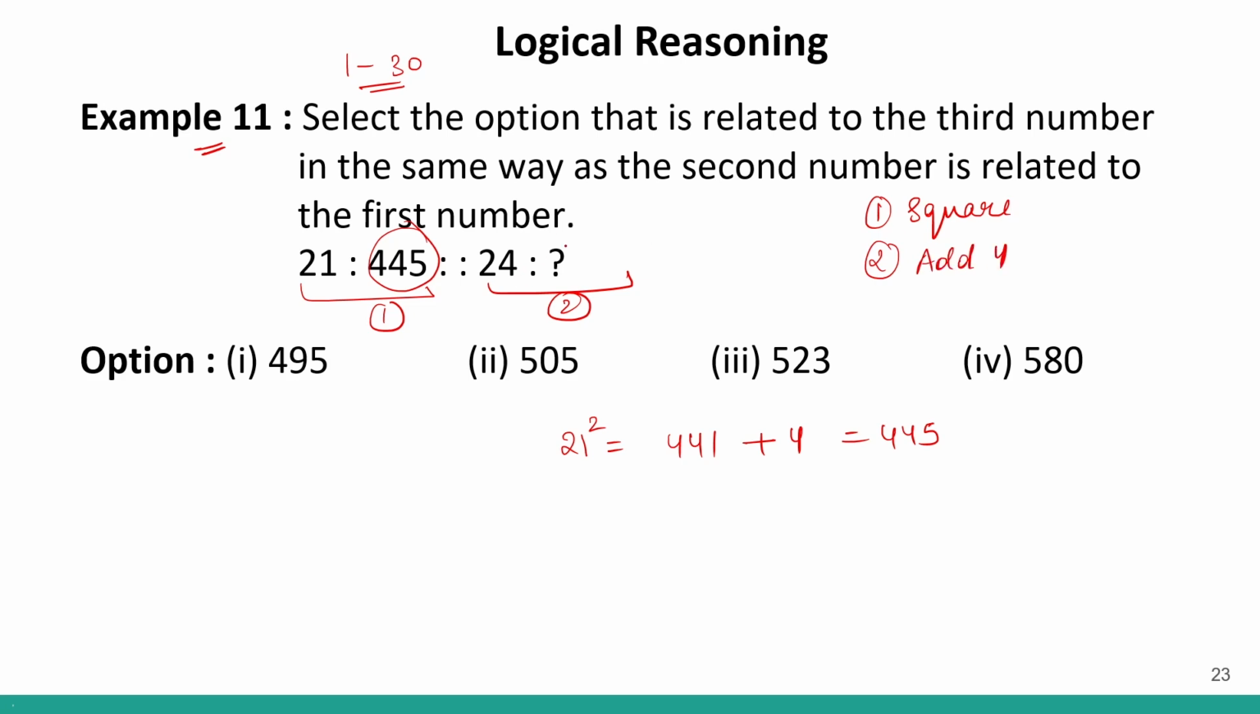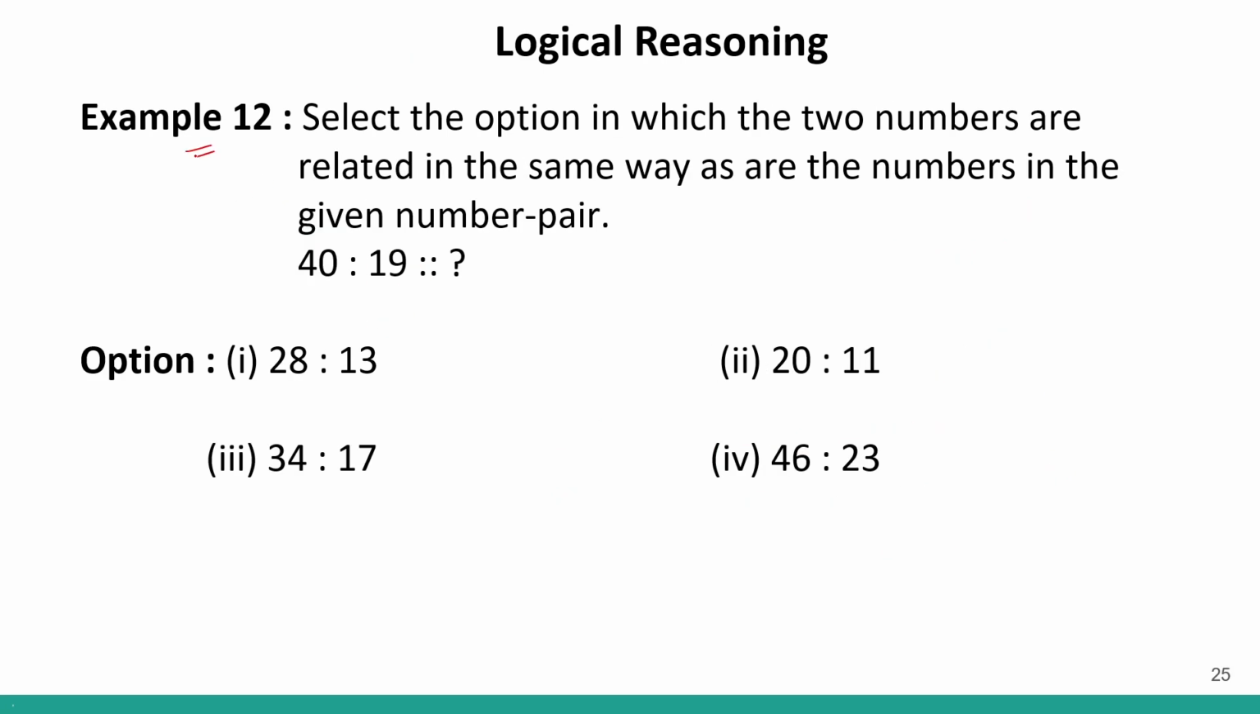So let us see if I do the same operations on 24, will I get the answer? So 24 square is how much? 576. This is the value of 24 square. And if I add 4 into it, it will give me 580. So 24 square is 576, and if I add 4 into it, it will give me 580 as the answer. So option number 4, 580 will be the answer. Clear?